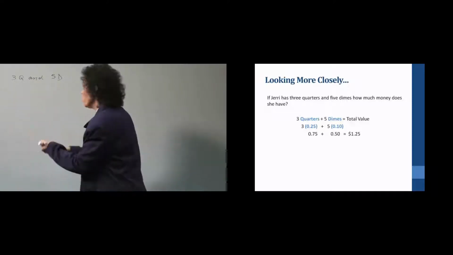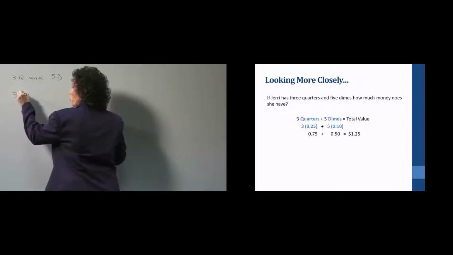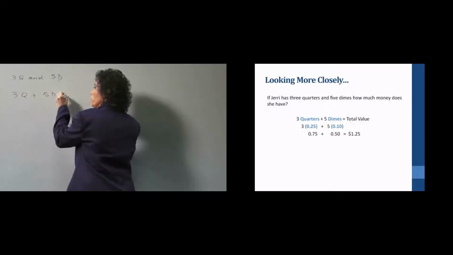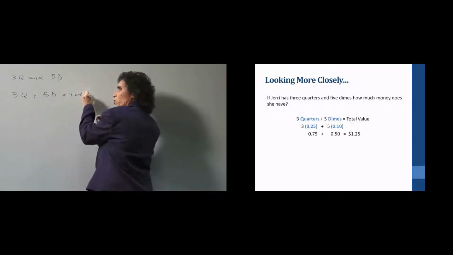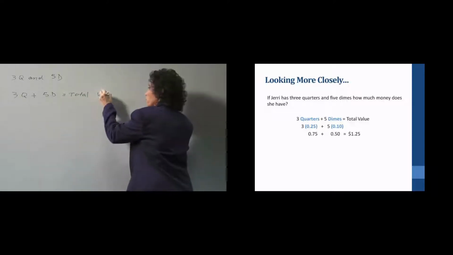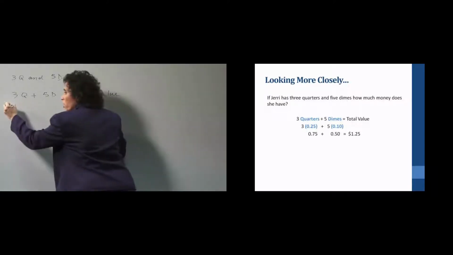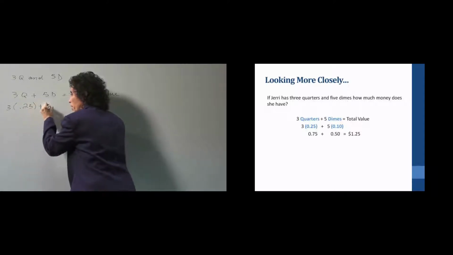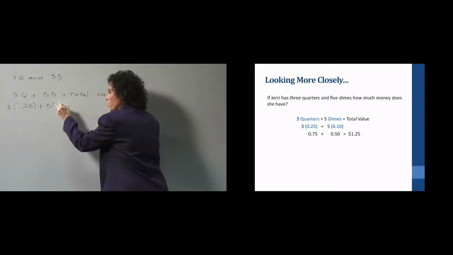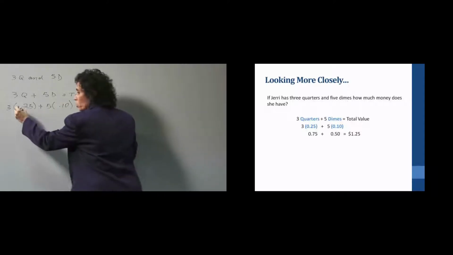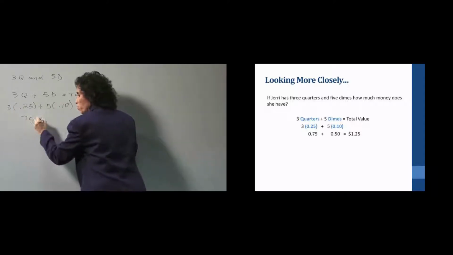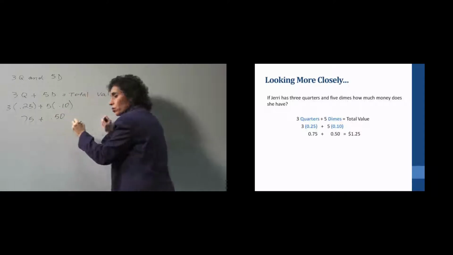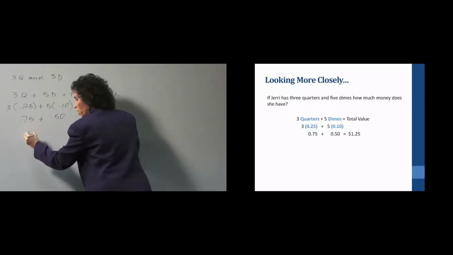So what you'd have to do is say, okay, I have 3 quarters plus 5 dimes, and that's my total value, or what I have, right? And you'd go, well, 3 quarters are worth 25 cents, plus 5 dimes are worth 10 cents, okay? And that equals 75 cents plus 50 cents, right? Which is $1.25.